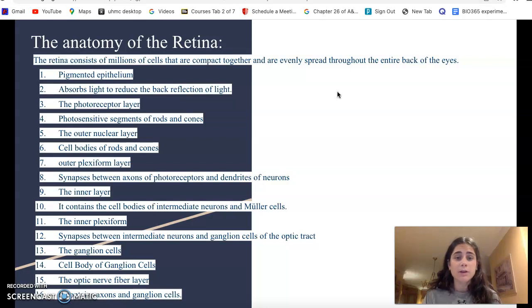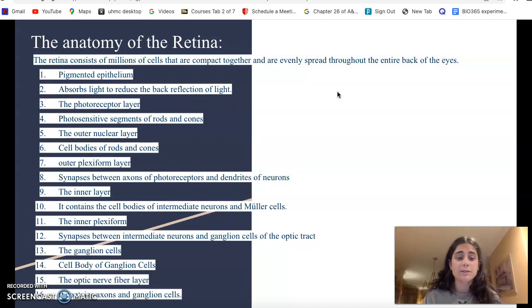5, the outer layer of the nucleus. 6, cell bodies of rods and cones. 7, outer plexiform layer. 8, synapses between axons of photoreceptors and dendrites of neurons. 9, the inner layer. 10, it contains the cell bodies of intermediate neurons and Mueller cells.